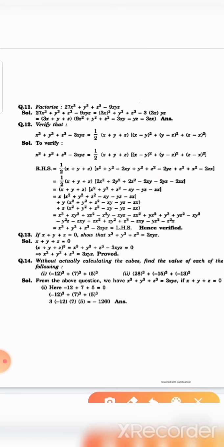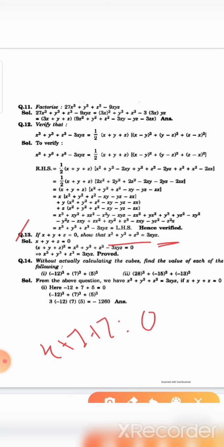Next, question number 13. Question number 13 is x plus y plus z is equal to 0. Here if x plus y plus z is equal to 0, then we have to show that x cube plus y cube plus z cube is equal to 3xyz. So in the question the given value of x plus y plus z is 0, and we have to show that x cube plus y cube plus z cube is equal to 3xyz.